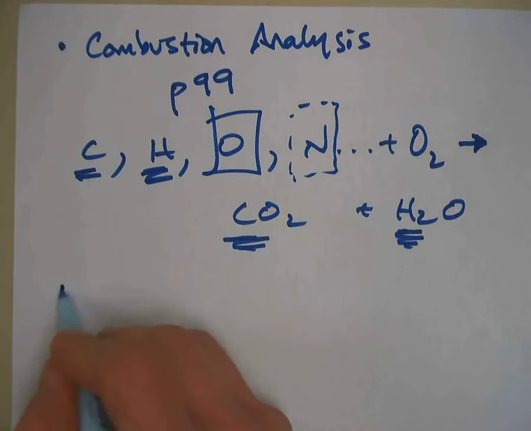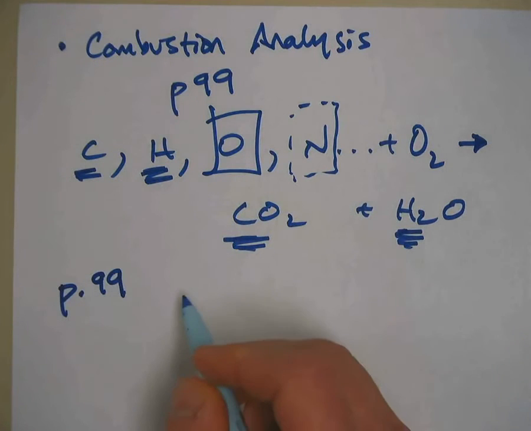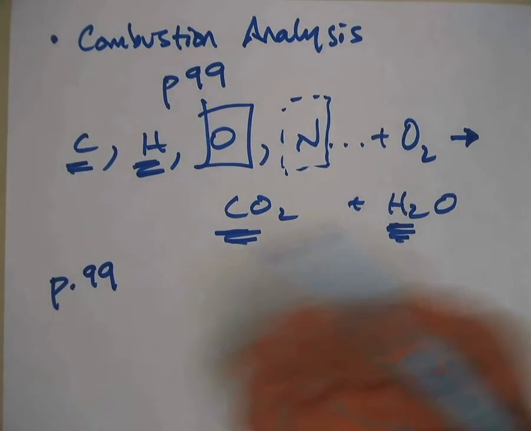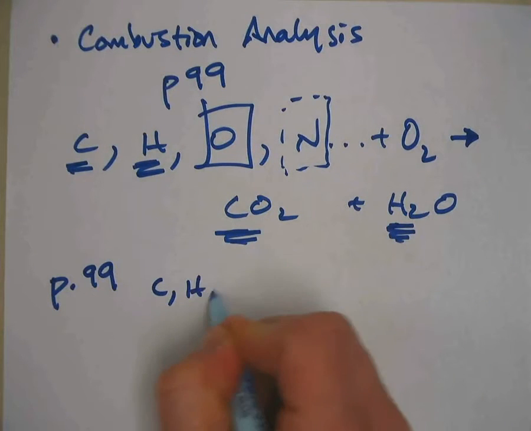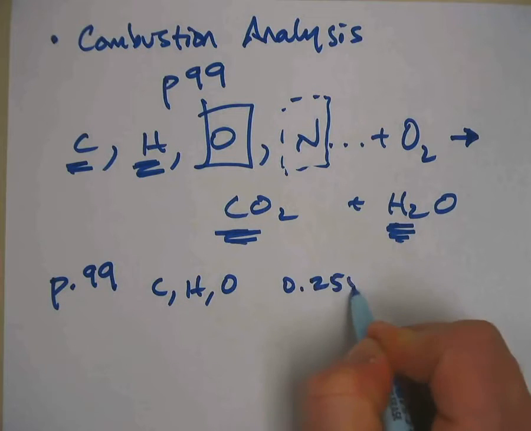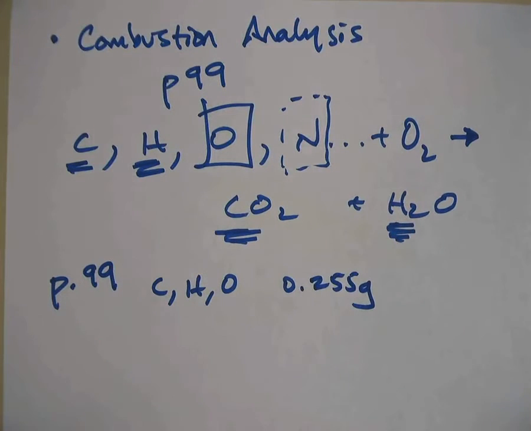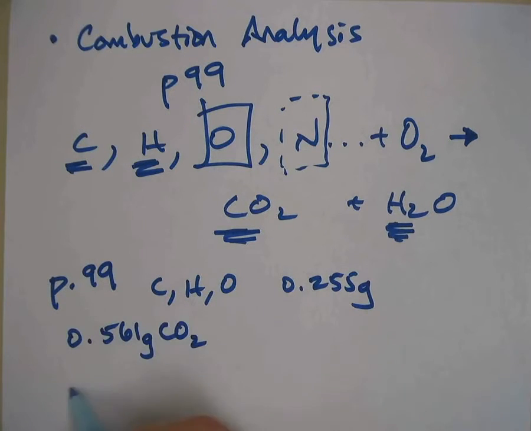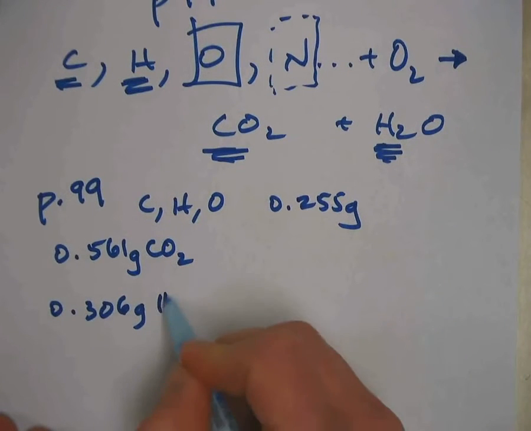A really good example problem on page 99 of your textbook has a person determine the empirical formula of something called rubbing alcohol. It's got carbon, hydrogen, and oxygen in it, and they say that they have 0.255 grams of this isopropyl or rubbing alcohol. And they say when it's burned in a combustion analysis device, 0.561 grams of CO2 are produced, and 0.306 grams of H2O are produced.